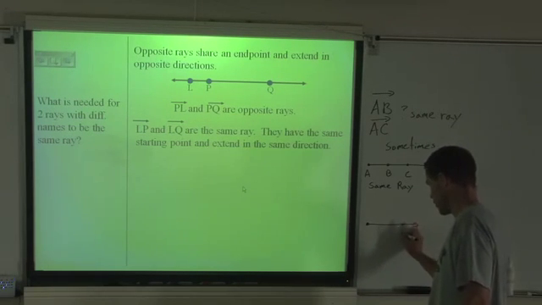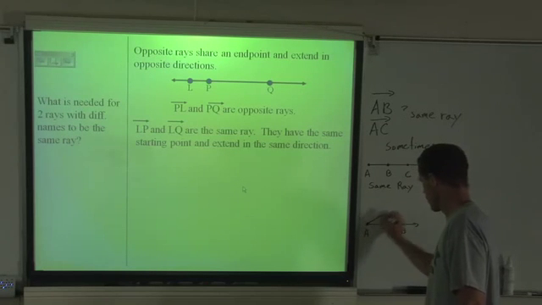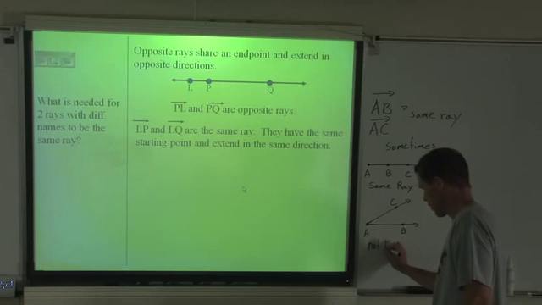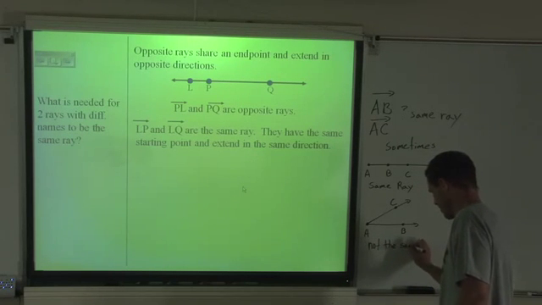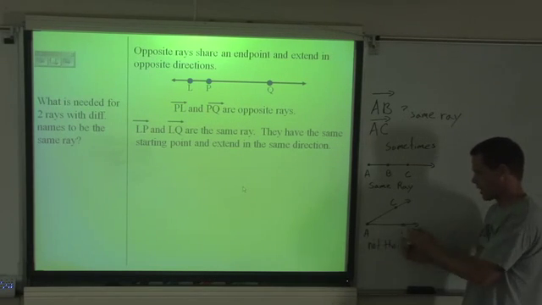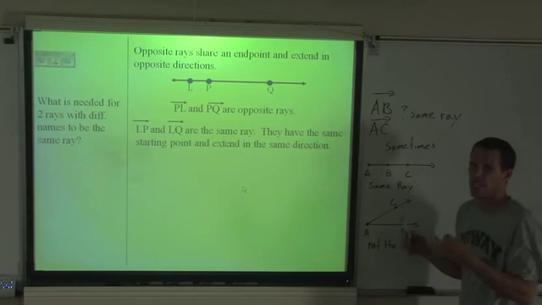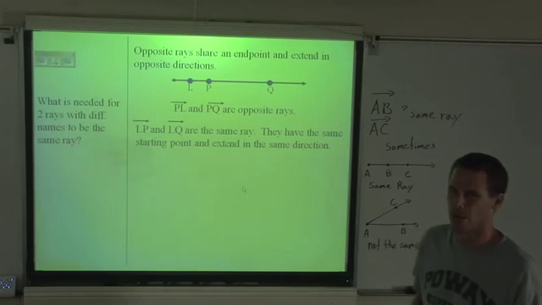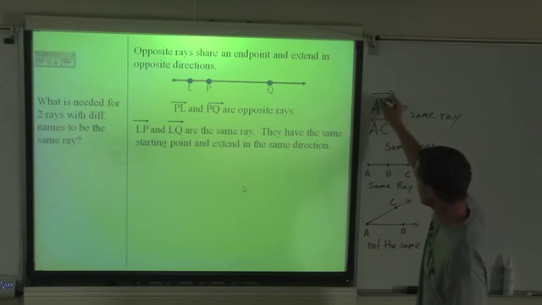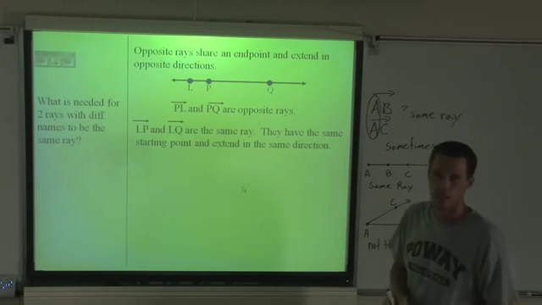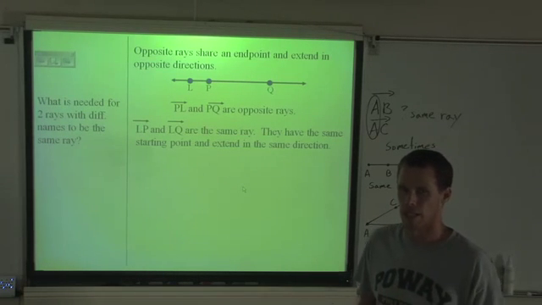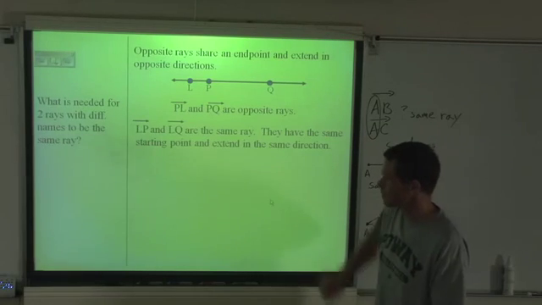However, in this picture, they're not the same. In this case, ray AB is the set of points here, and ray AC is the set of points here. They are not the same set of points. So just because we have the same starting letter does not guarantee that they are the same ray. They could be, but it doesn't guarantee it.